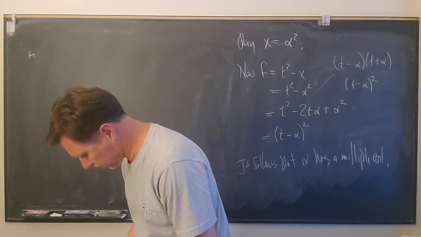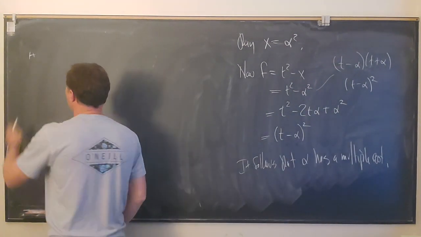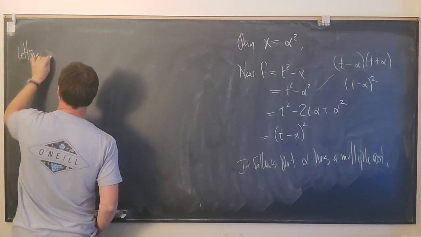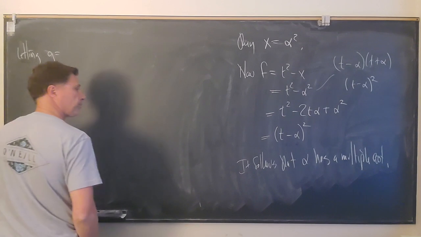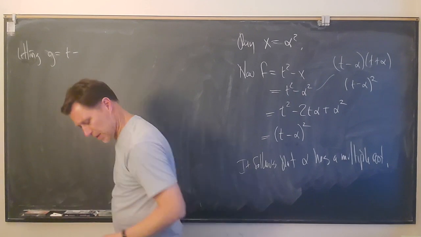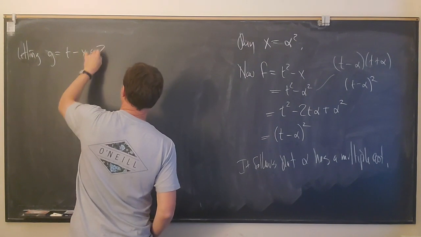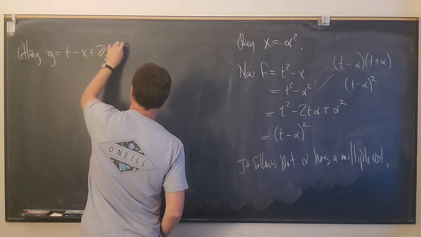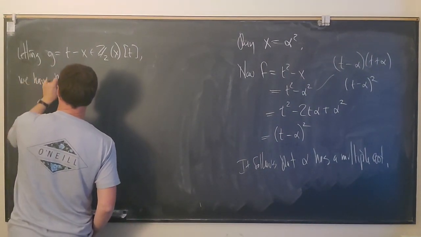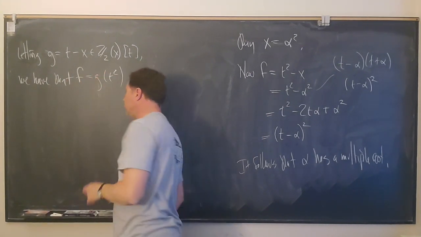Now, letting G equal what? T minus x. Yeah, t minus x, living in Z2 parentheses x bracket t. We have that f equals G of t squared.